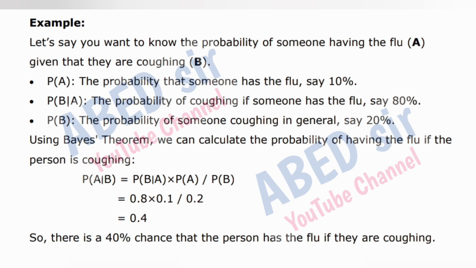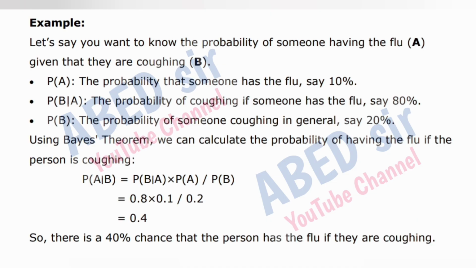Example. Let's say you want to know the probability of someone having the flu, A, given that they are coughing, B. P(A), the probability that someone has the flu, say 10%. P(B|A), the probability of coughing if someone has the flu, say 80%. P(B), the probability of someone coughing in general, say 20%.